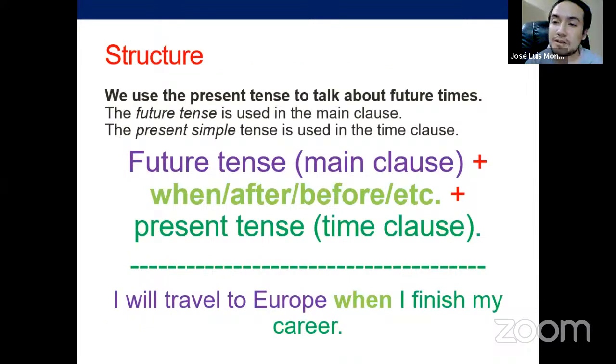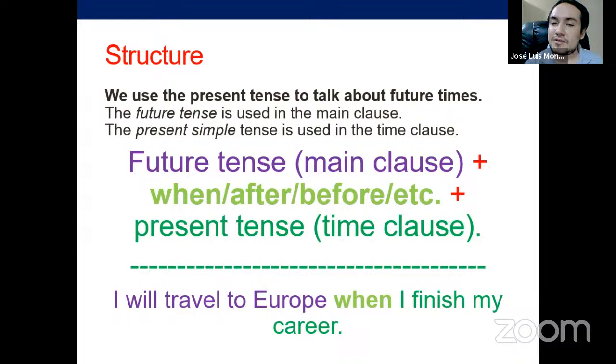And here we can see the structure and that inversion I'm talking about. We use the present tense to talk about future times. All right. The future tense is used in the main clause. The present simple tense is used in the time clause. All right. This is what we said already. We are just reinforcing that.